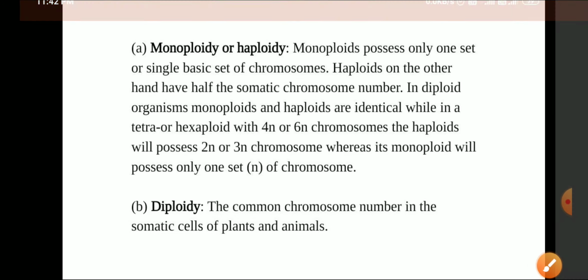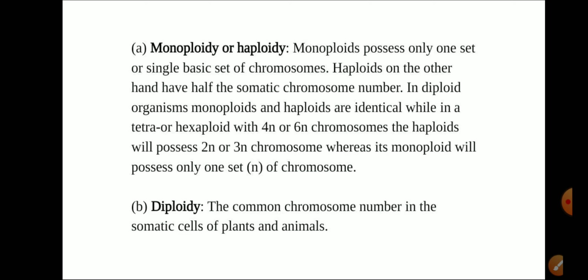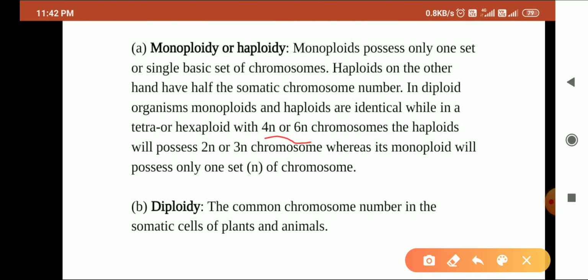Next we have monoploidy. Now, what do we mean by monoploidy? Monoploids possess only one set, or the basic set, of chromosomes. Haploids, on the other hand, have half the number of chromosomes. In diploids, monoploid and haploid are identical, while in tetraploid and hexaploid we have 4n and 6n chromosomes. So here the monoploid possesses only n number of chromosomes.